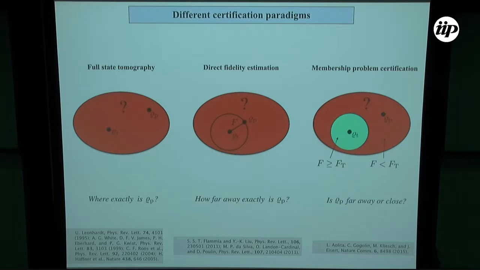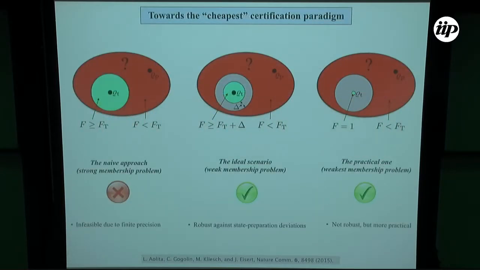And an even more practical scheme that you can imagine is, okay, I don't even want to know how far away rho p is. I want to know if, given some threshold fidelity ft, rho p is closer or further away than that. It's a single bit question, right? Yes or no? That's the least information that you want to extract from your system, and one expects that that's also cheap in terms of experimental resources, right?